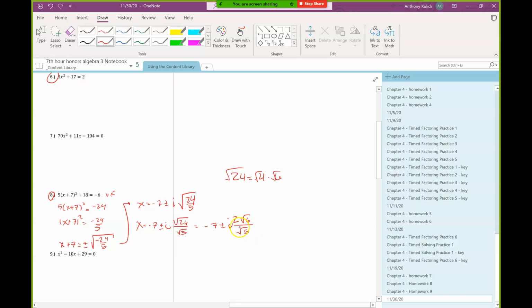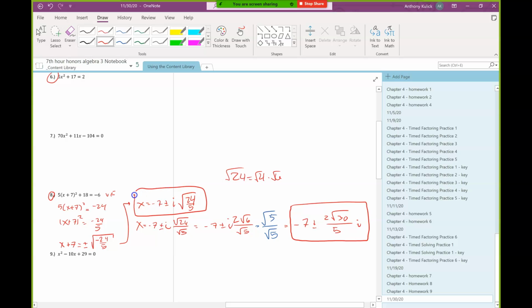And then we don't like to leave a radical in the denominator. So to fix that, we just multiply the top and bottom by the square root of 5. That's going to give me negative 7, 2 square root 30, 6 times 5, over 5, square root 5 times square root 5 is square root 25, which just becomes a regular 5. We'll write the i at the end.